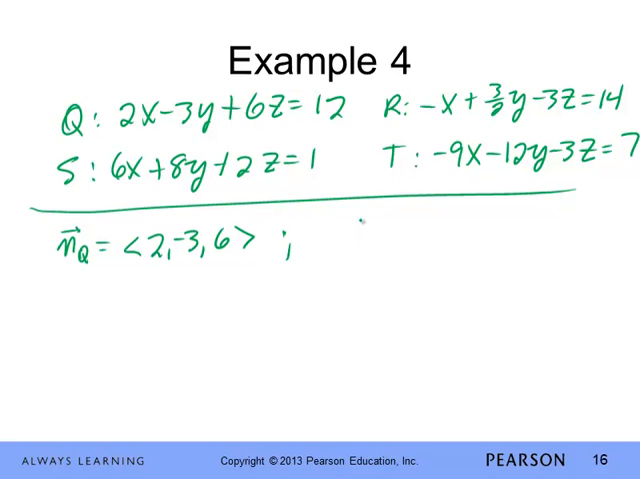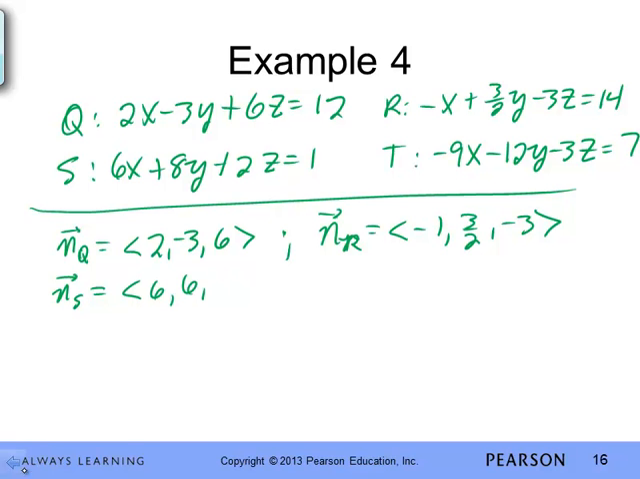Normal vector for R, we have negative 1, 3 halves, negative 3. Normal vector for S, 6, 8, and 2. And normal vector for T, negative 9, negative 12, and negative 3.